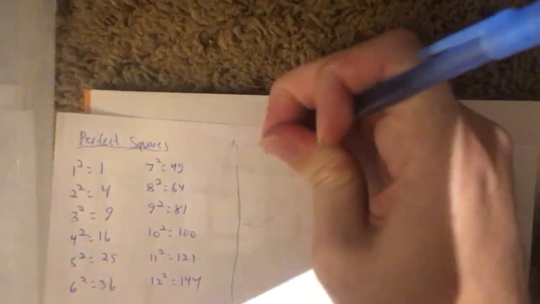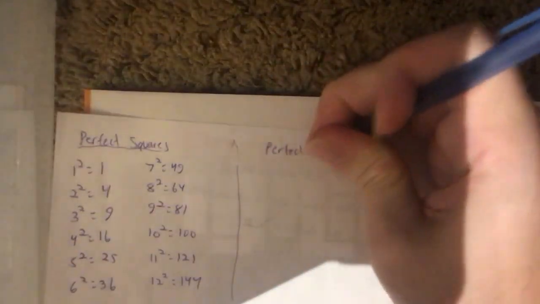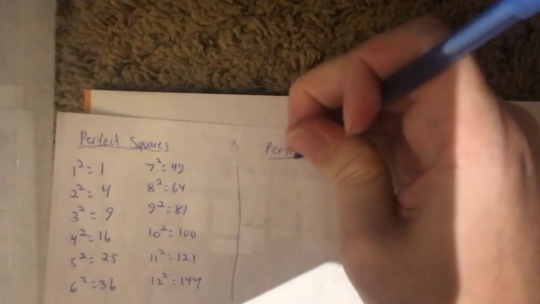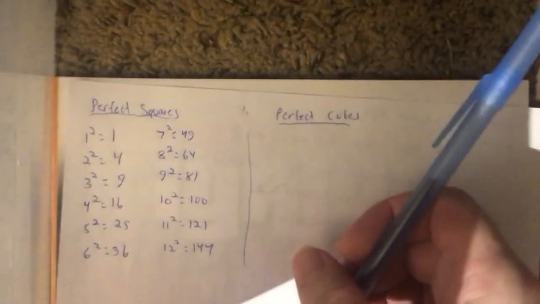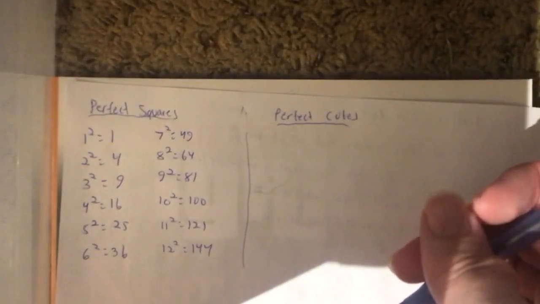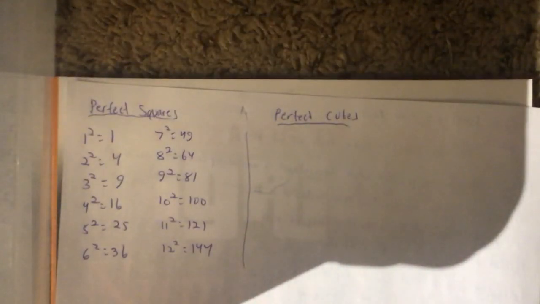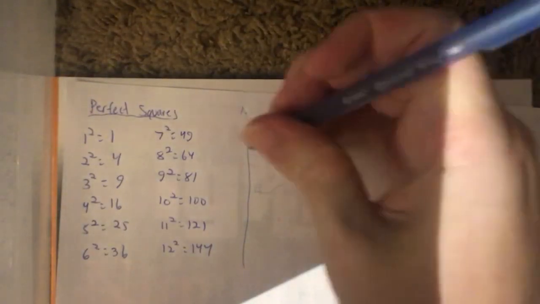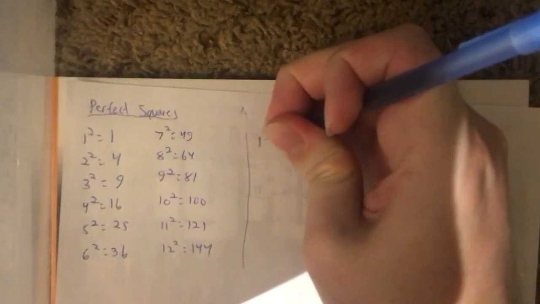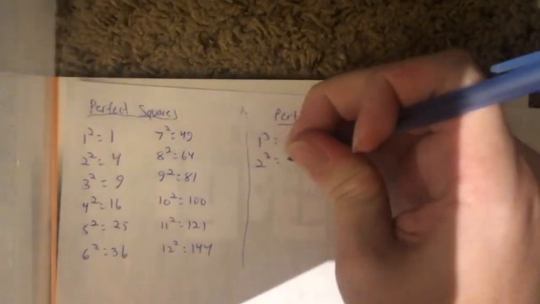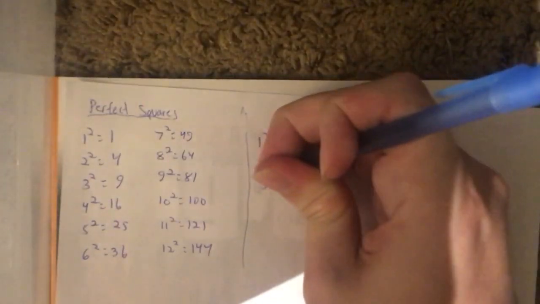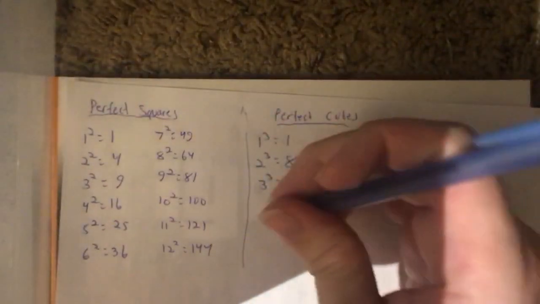Now we have our perfect cubes. Perfect cubes, I'm just going to go up to 10. So instead of timesing it by itself, I'm timesing it by itself twice. So number times the number times the number. So if I start with 1, 1 cubed, 1 times 1 times 1 is 1. 2 cubed, 2 times 2 times 2 is 8. And so on. 3 cubed is going to be 27.